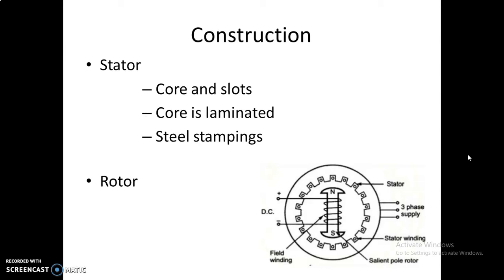Now we'll move on to the construction. The two main parts in an alternator are the stator and rotor. Stator is the stationary part and rotor is the rotating part. The stator of a synchronous machine is a stationary armature. It consists of a core and slots to hold the armature winding.